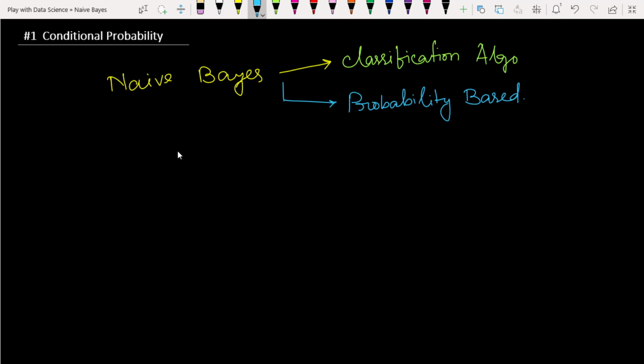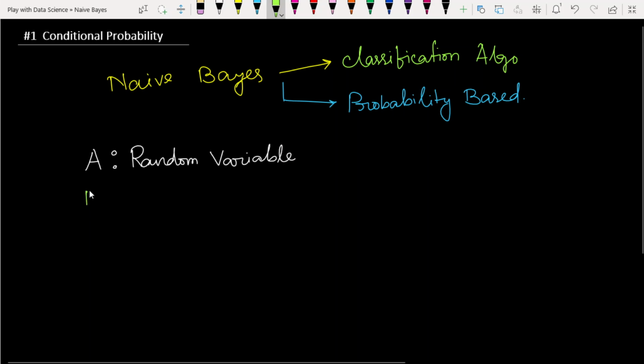So first let's discuss conditional probability. We have to read some primary concepts of probability. If you remember the probability section, there we learned what a random variable is. I am not discussing that again. Let's take A as a random variable, and B as another random variable.